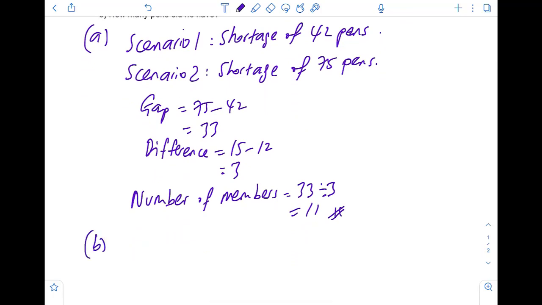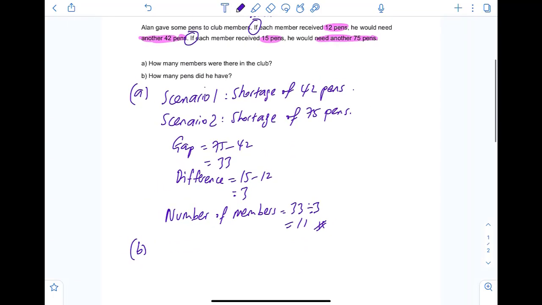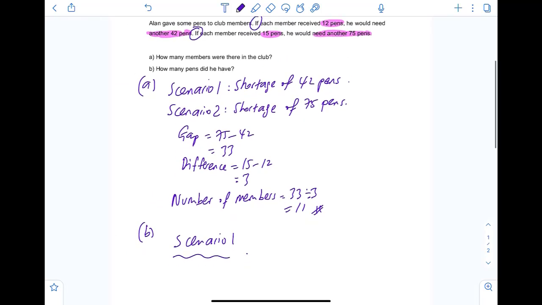Now for part B, how many pens did he have? We can use either of the scenarios. So let's say you want to use scenario number 1. Each member received 12 pens, so 11 times 12.